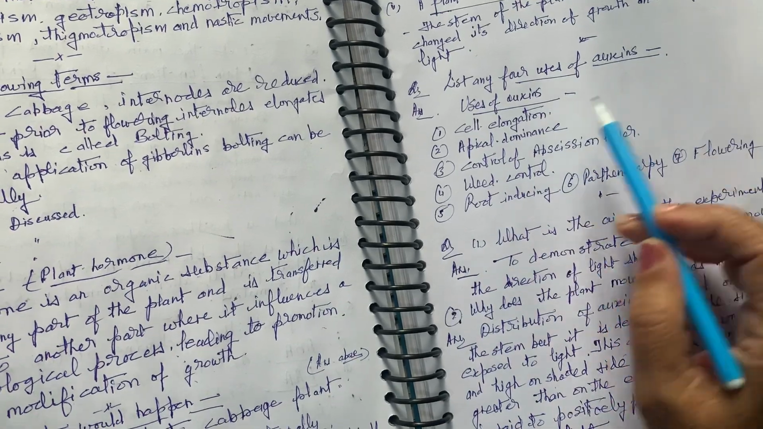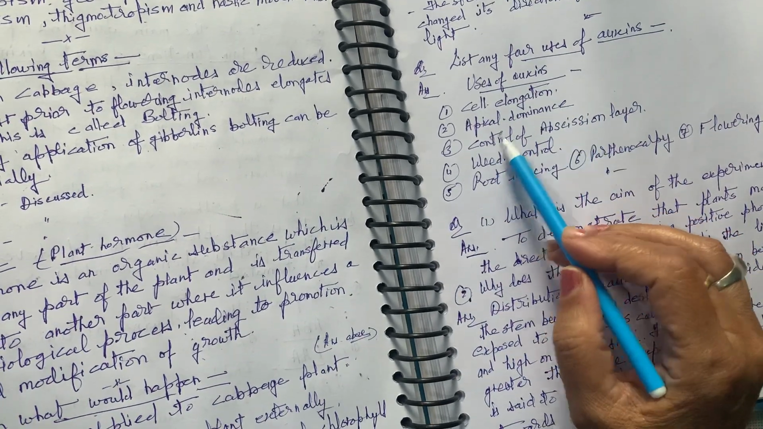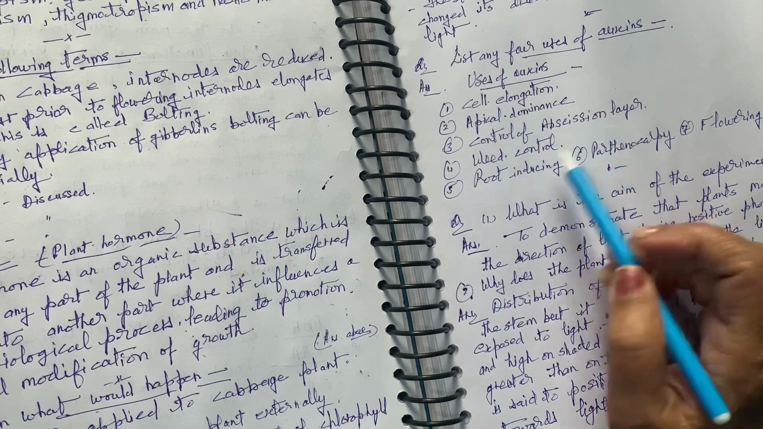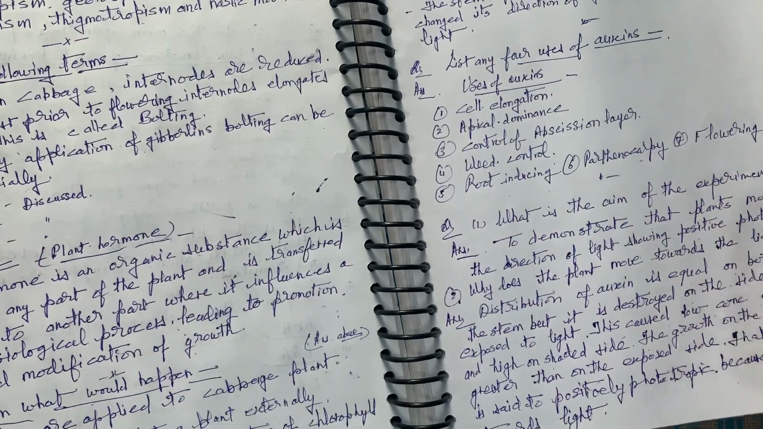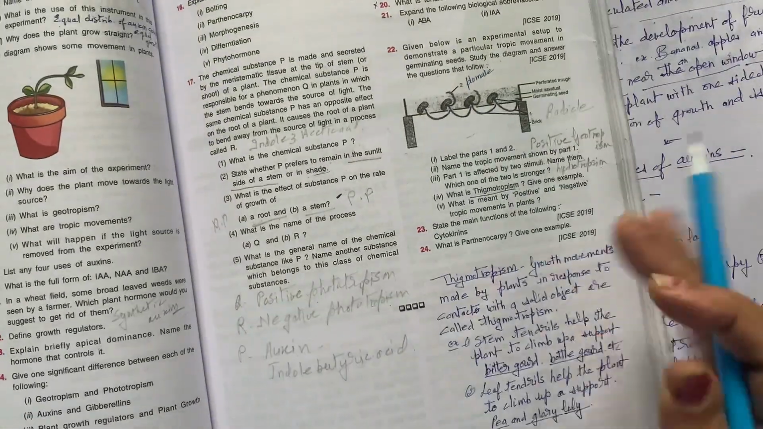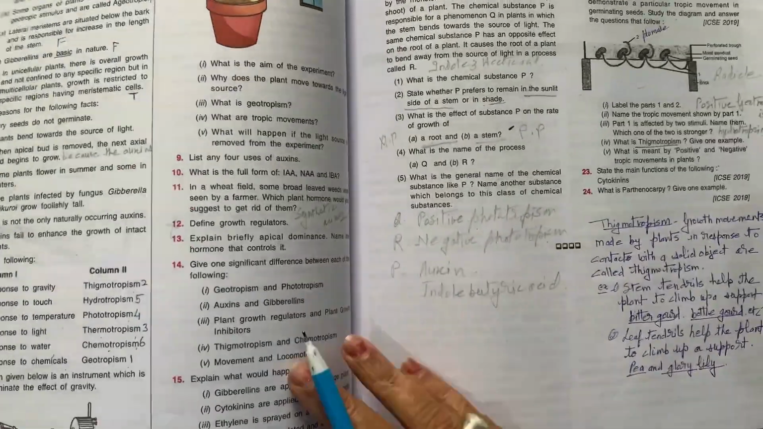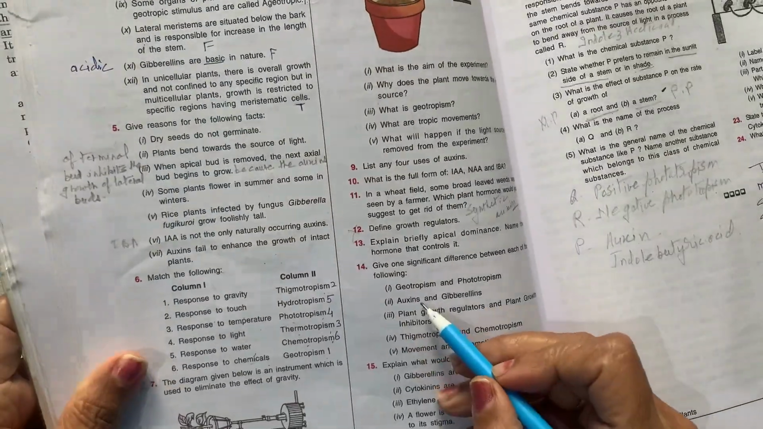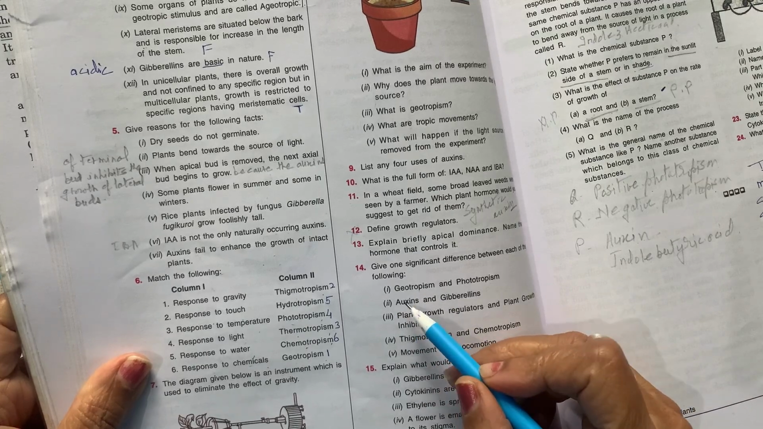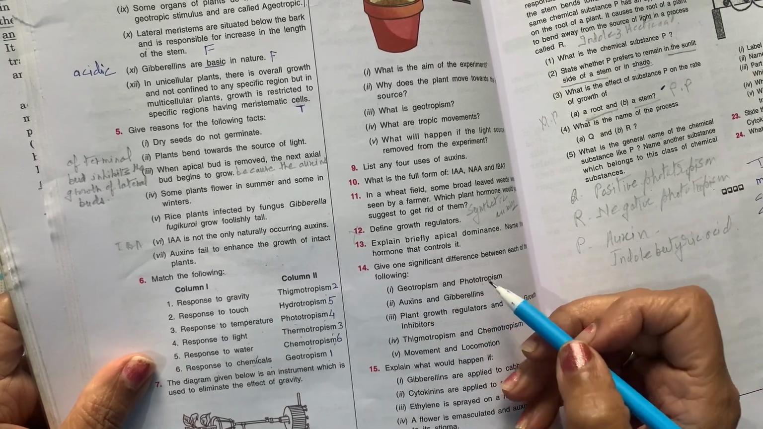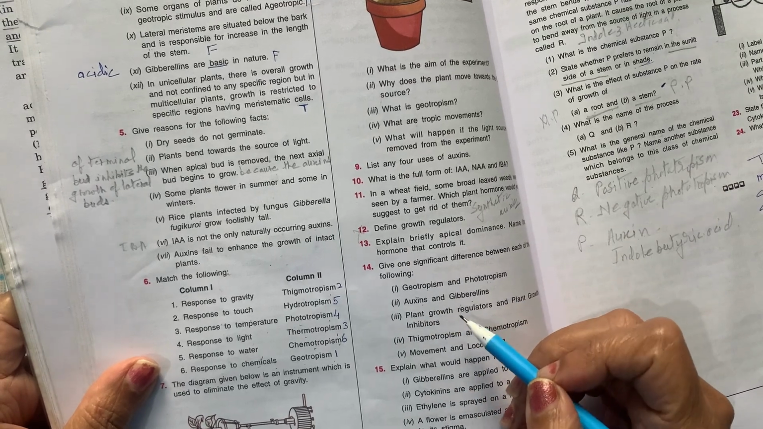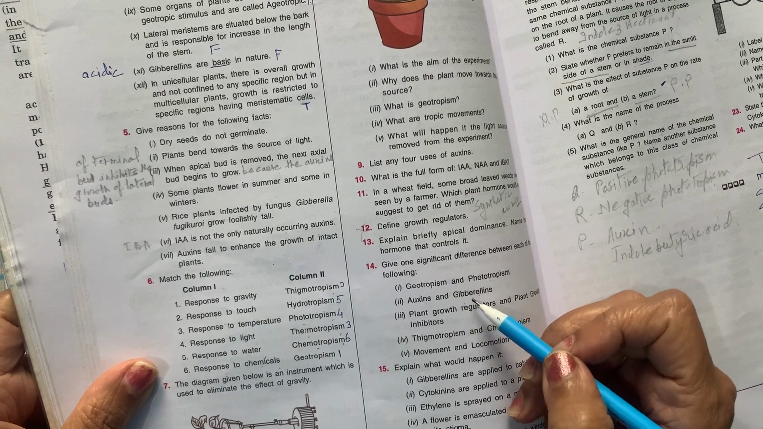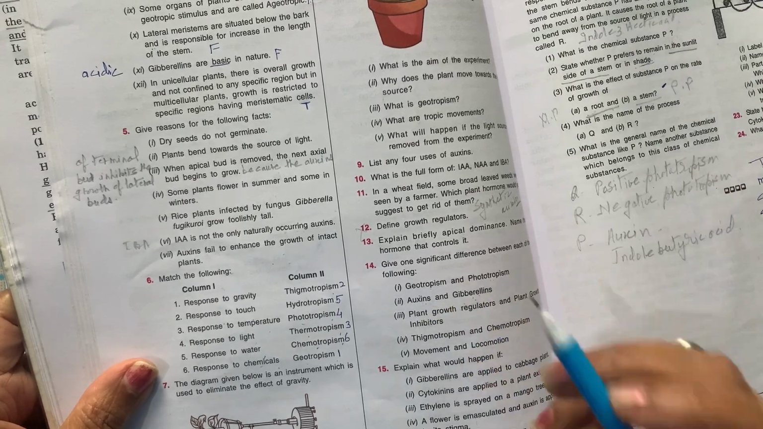List any 4 uses of auxin. Uses of auxin: cell elongation, apical dominance, control of abscission layer, weed control, root induction, parthenocarpy, as well as flowering, right? I hope I have discussed everything, only one difference is left here. See, geotropism means growth towards the earth. Auxins and gibberellins are both growth promoting hormones. The main difference is that gibberellins act on the seeds and flowers, but auxins occur in each and every part of the plant.